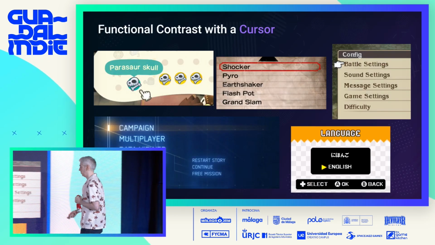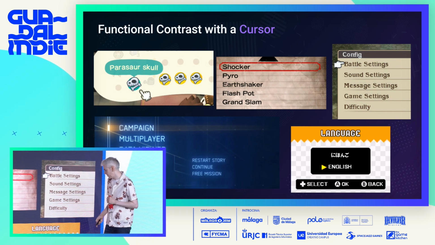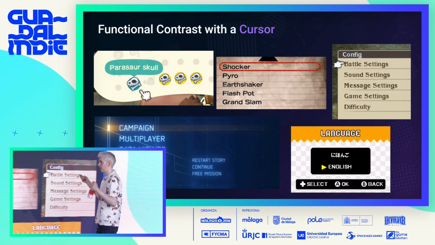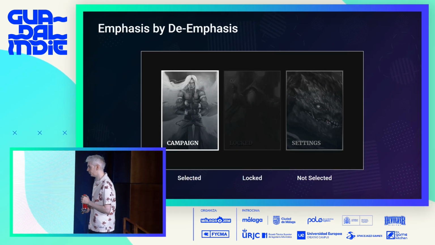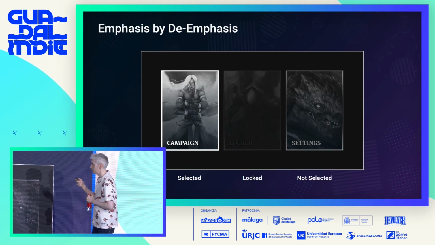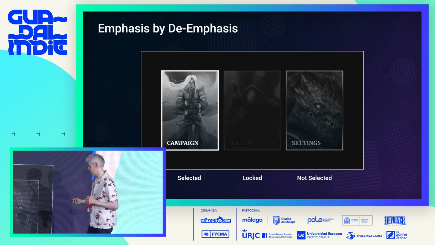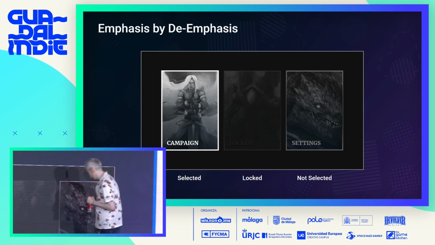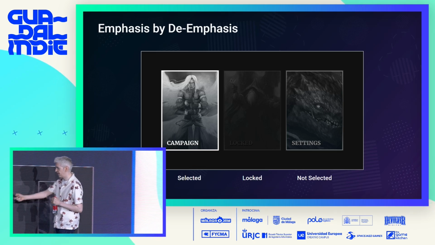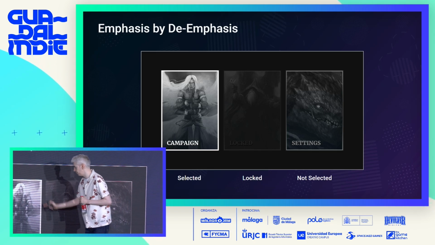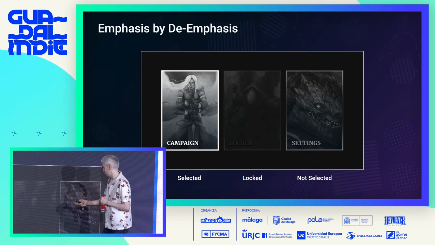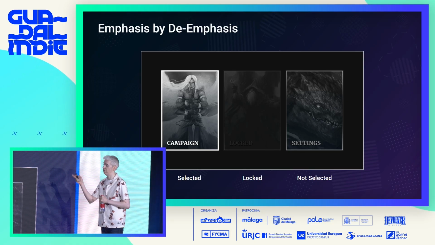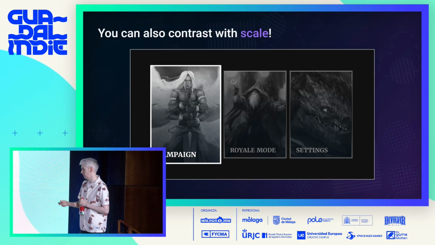You can also use a cursor, so Final Fantasy games, for example, use the little hand. You can use a little arrow. You can put a red line around it, all these different ways of doing it. You can also do something called emphasis by de-emphasis. So rather than making something jump out, you can basically pull everything back. So here, for example, this looks locked, this looks like it's not selected, and this looks selected. I've put a stroke around it, but actually you don't even need that because these things here are telling you everything you need to know. That's brighter than those, so we know that that's the selected item.